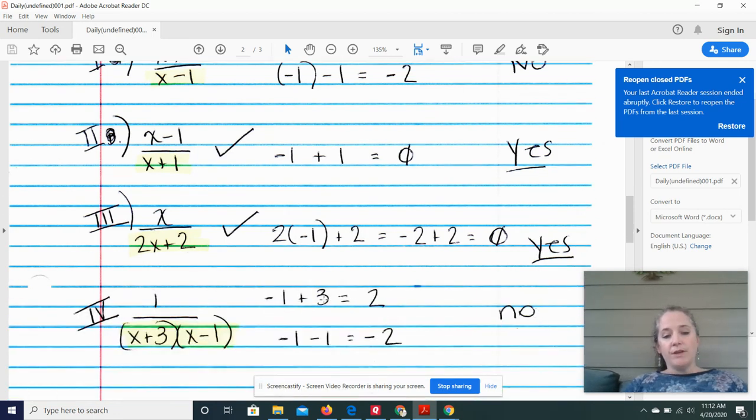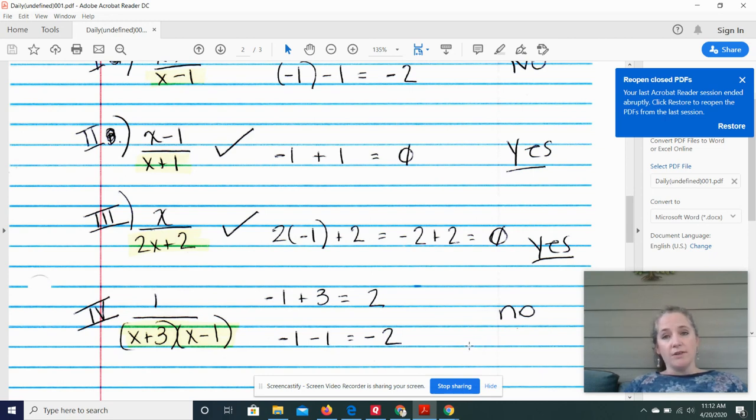This one we have two things we have to plug -1 into. We have to do it here and here, because remember we've got this times this. So if x plus 3 equals 0 or x minus 1 equals 0, then it's undefined. So -1 plus 3 is 2, so that is not 0. Here's where I made the mistake. That was supposed to be x plus 1. So if you put -1 in for x plus 1, you do get 0.